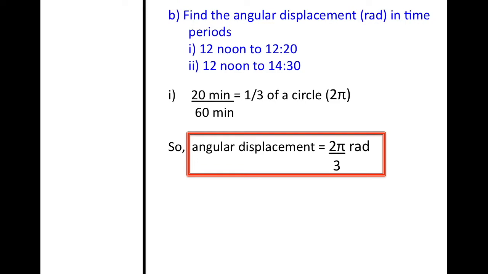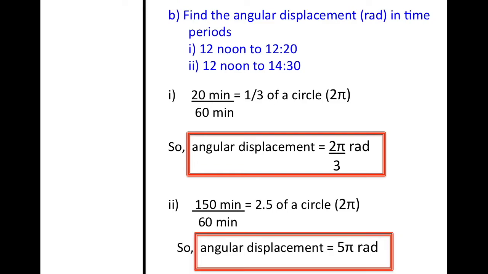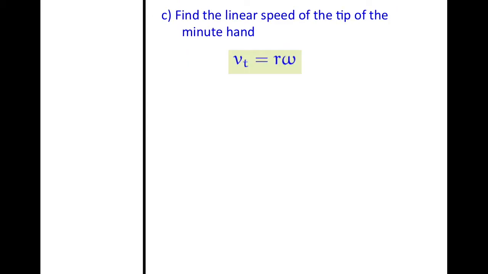To find for noon to 2:30, we know that that's 150 minutes divided by 60 minutes, which gives us 2.5. So 2.5 of a circle times 2 pi equals 5 pi radians. To find the linear speed of the tip of the minute hand, you would just use this equation. Go ahead and try to solve, and then start the video back up.